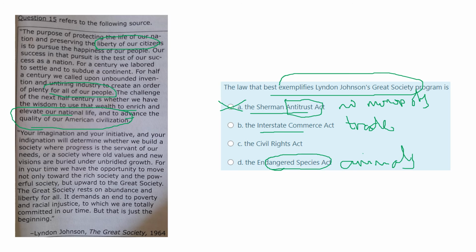We're talking about people. We're talking about society. Okay? Not only about a rich society and a powerful society, but an upward society where there is liberty, where there is freedom for all, an end to poverty and racial injustice. This is about civil rights. It's not about trade, it's about people's rights, about people's living conditions.